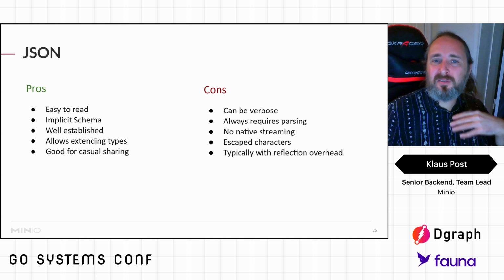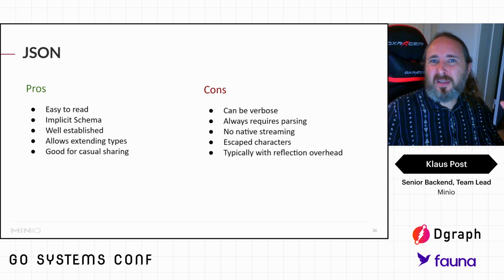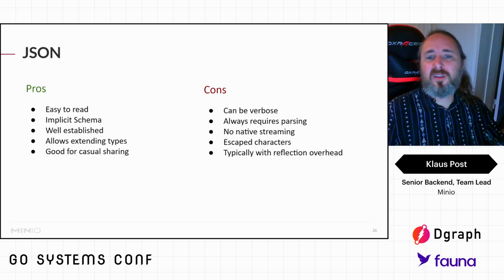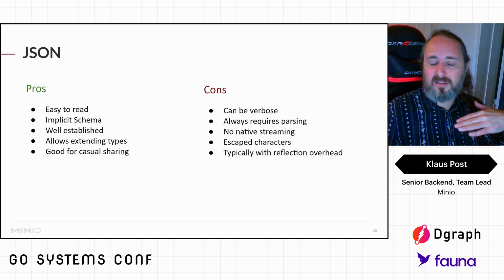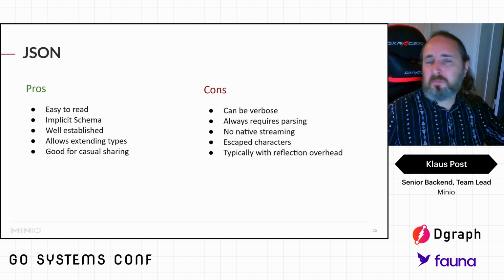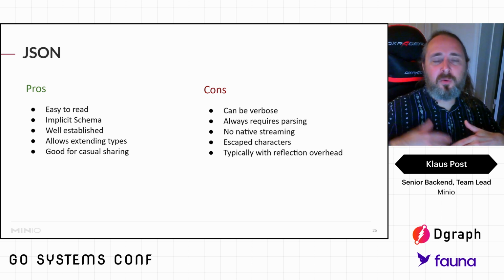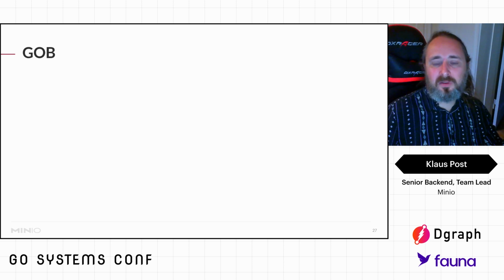Typically, the tools involve reflection overhead. It's not big, but for instance, since you don't know the sizes of slices and things like that, you can't allocate everything up front. So you will also have some extra allocations coming from that.